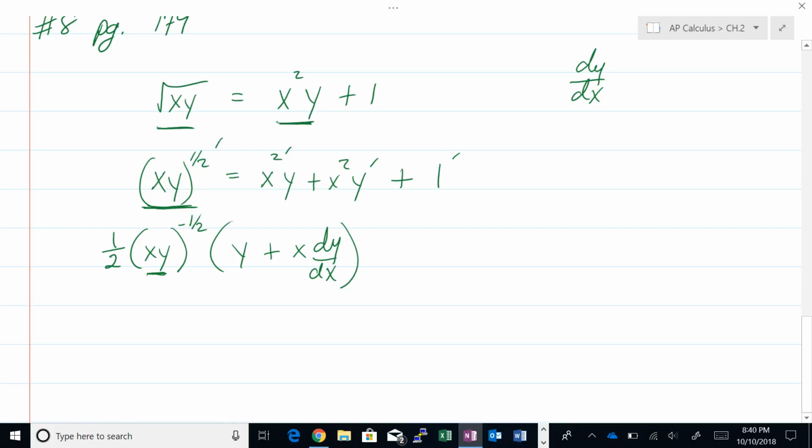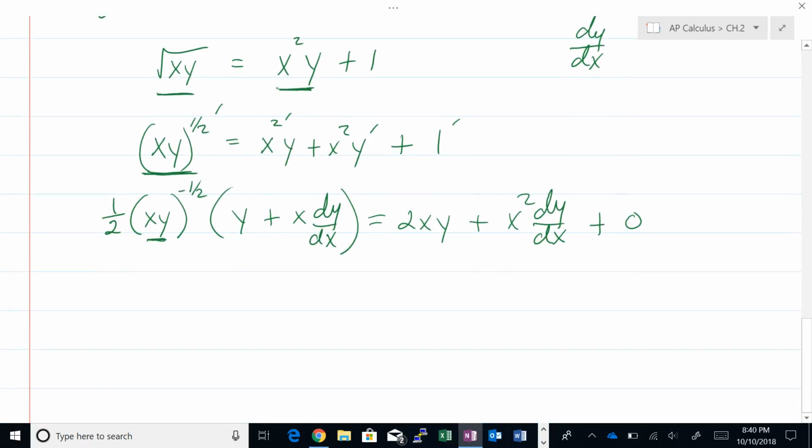Okay. All right, so that's just this front part right here. Equals the derivative of x squared, which is 2x times y, and the derivative of y is 1 dy/dx. And then the derivative of 1 is 0. Everybody all right?